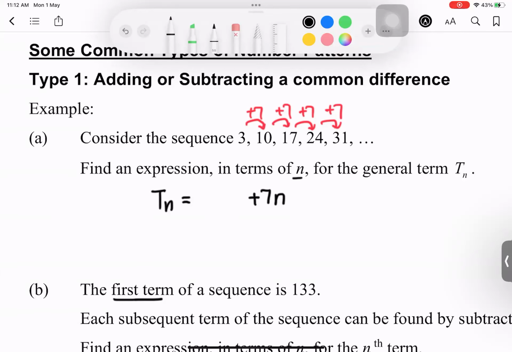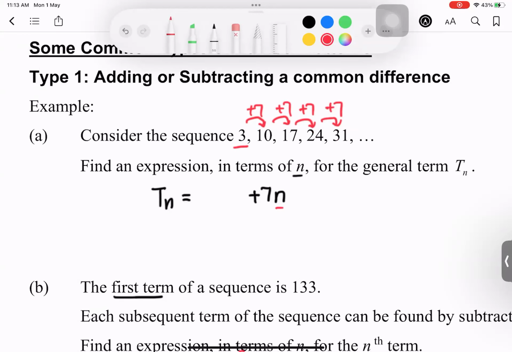But when I look at my numbers, this number starts with 3. If I put n equals to 1, this number becomes 7. It's not correct. So I need to think, what is the number in front? What number plus 7 can give me 3? What can I do? I undo the pattern, I do minus 7. So Yanxi, can you tell me what number I need to put in front? Very good, negative 4. So my formula will be negative 4 plus 7n. Like that, this is the answer straight away.